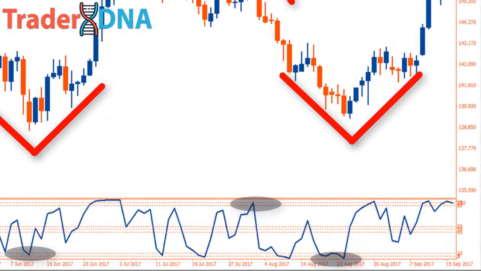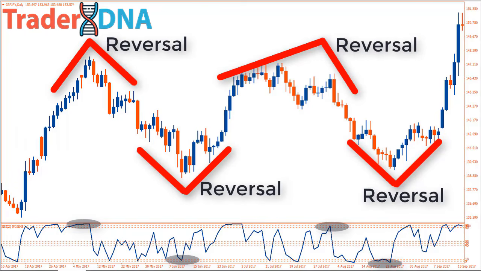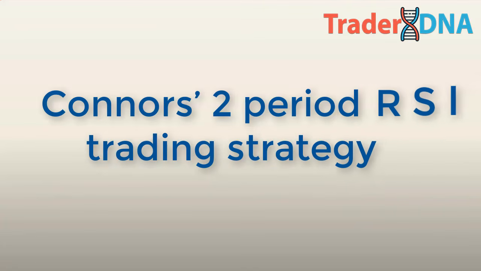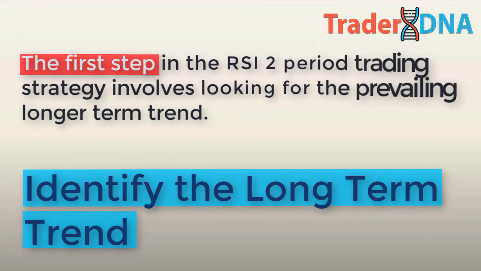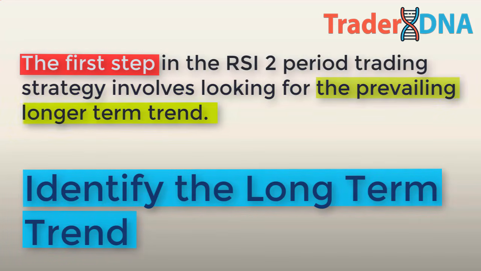Larry Connors' 2-period RSI trading strategy is a short-term mean reversion trading technique that looks for buying and selling opportunities within a well-defined trend. Connors' 2-period RSI trading strategy involves 4 steps. They are as follows. Step 1. Identify the long-term trend. The first step in the RSI 2-period trading strategy involves looking for the prevailing longer-term trend.